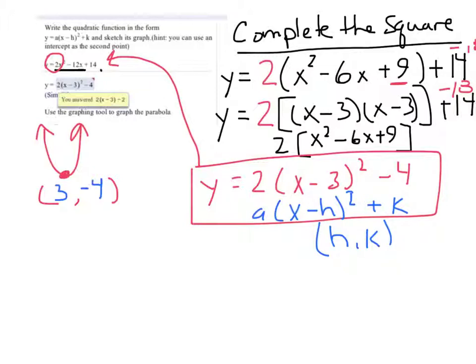So when I graph my parabola, I need the point 3, negative 4, and then I need one other point on the graph. So if we plug a 0 in here, I'd get 2 times 0, which is 0, minus 12 times 0, which is 0, plus 14. So 0, 14 would be another point. So it's a parabola opening up with a vertex at 3, negative 4, going through the point 0, 14. Hope this helps.